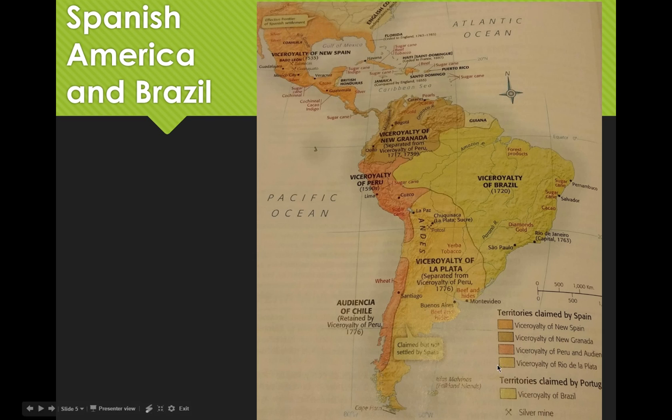What I want you to take special note of, the silver mines, particularly Potosi. That will play a huge role later on. What they find, the Spanish and the Portuguese, is that while there is some gold, more money can be made by silver.